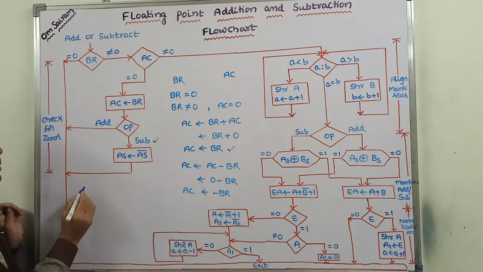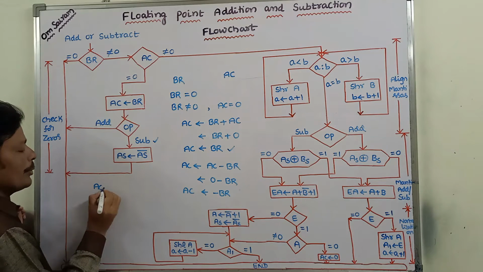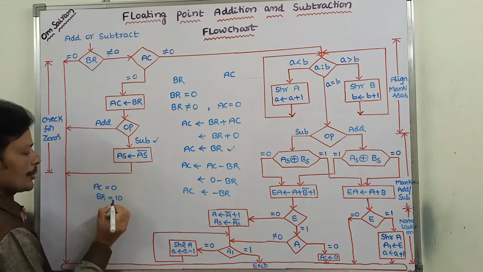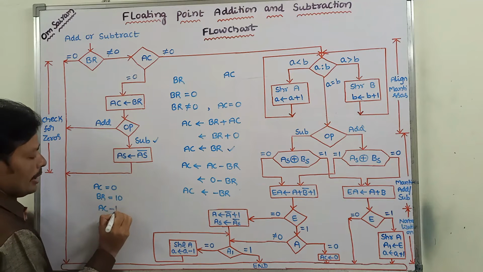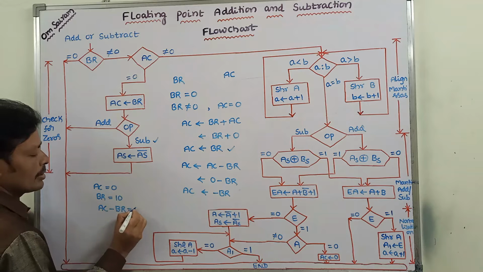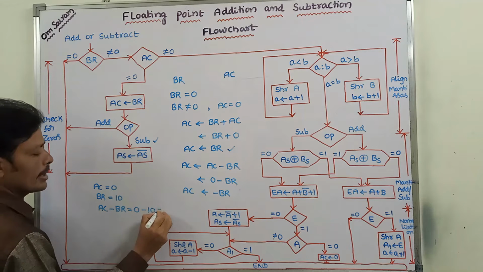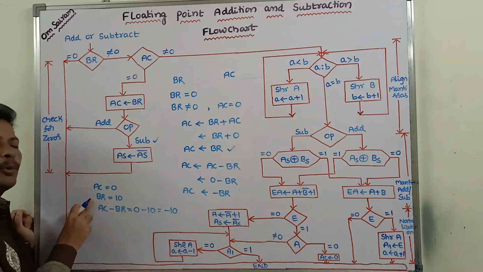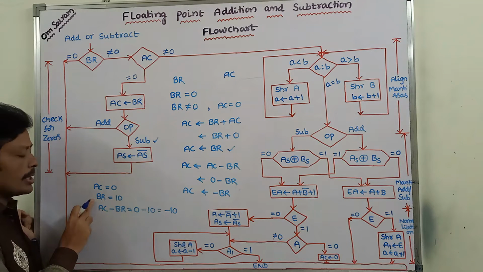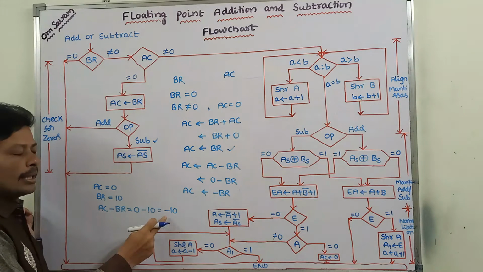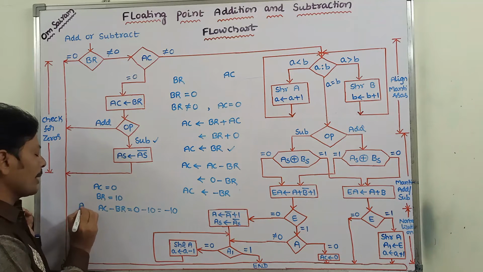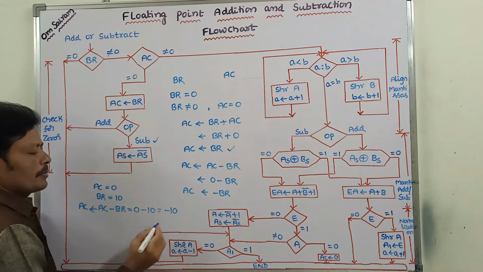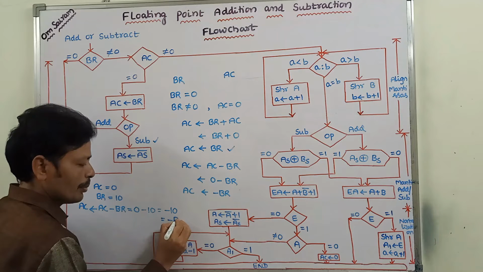It is similar to this: AC value is 0, BR value is 10. So AC minus BR is nothing but 0 minus 10, that is minus 10. Whatever the value present in the BR register is complemented, and that complemented value is transferred to the AC register. So this is nothing but minus BR value.